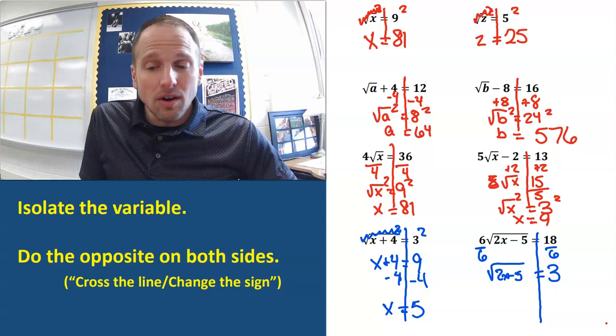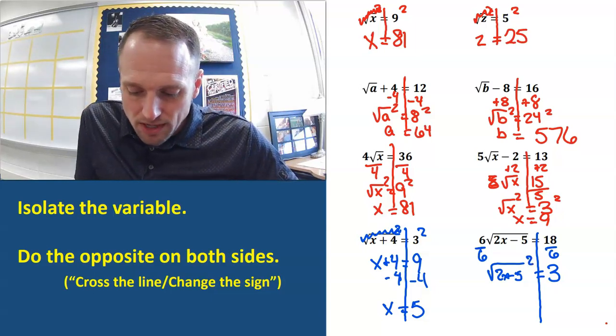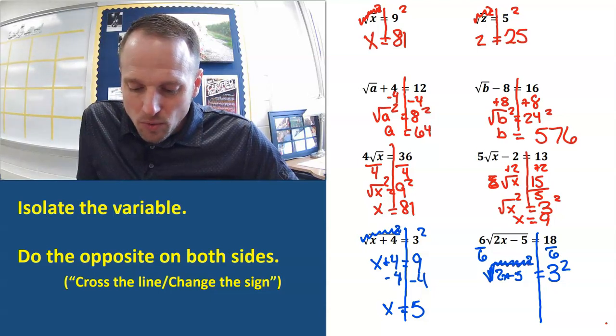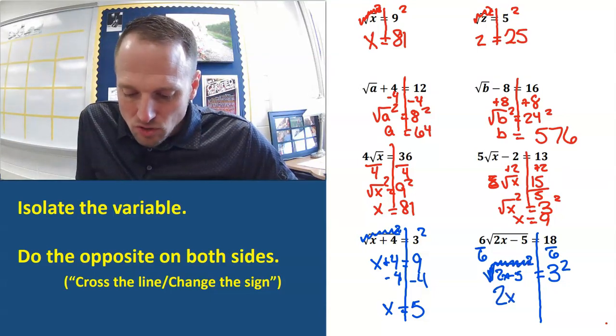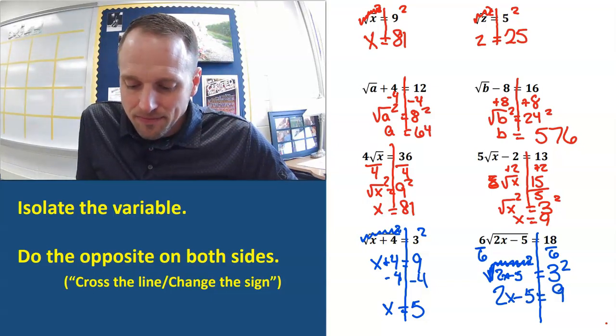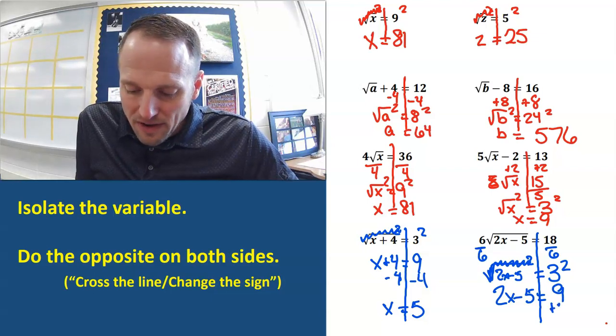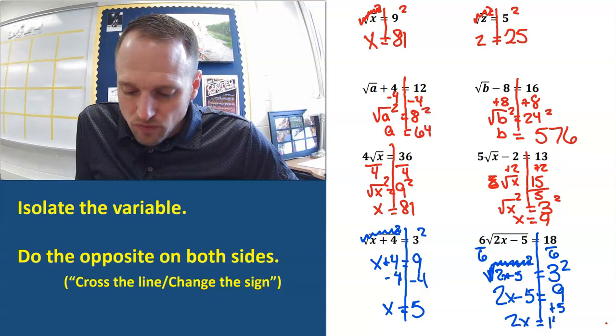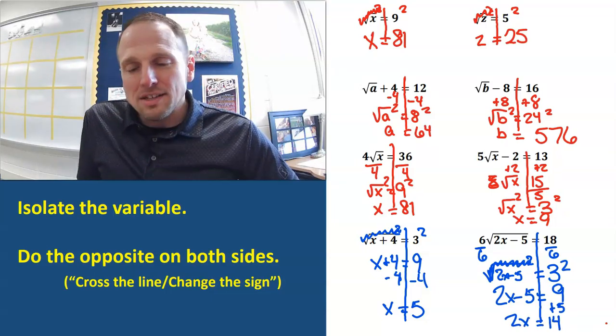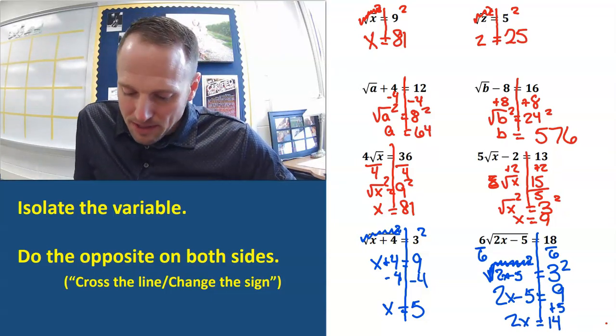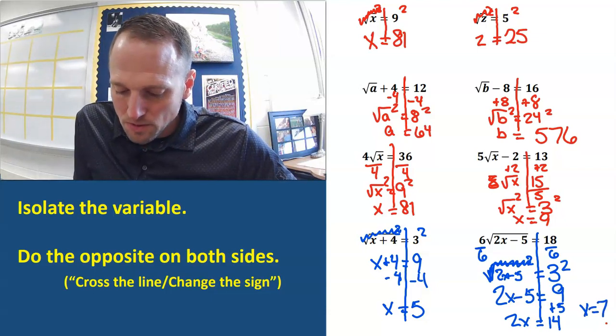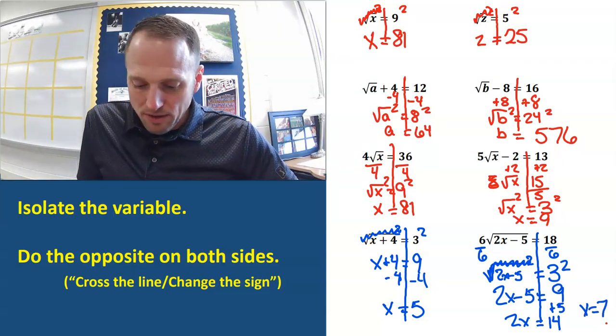Okay, now everything on the left is under the square root sign, so now is when we're going to square it. Square and square root will cancel. We've got 2x minus 5 equals 3 squared is 9. So now let's add the 5. 2x equals 14. The last step, I'm out of room, but if you divide by 2, you're going to get x equals 7.